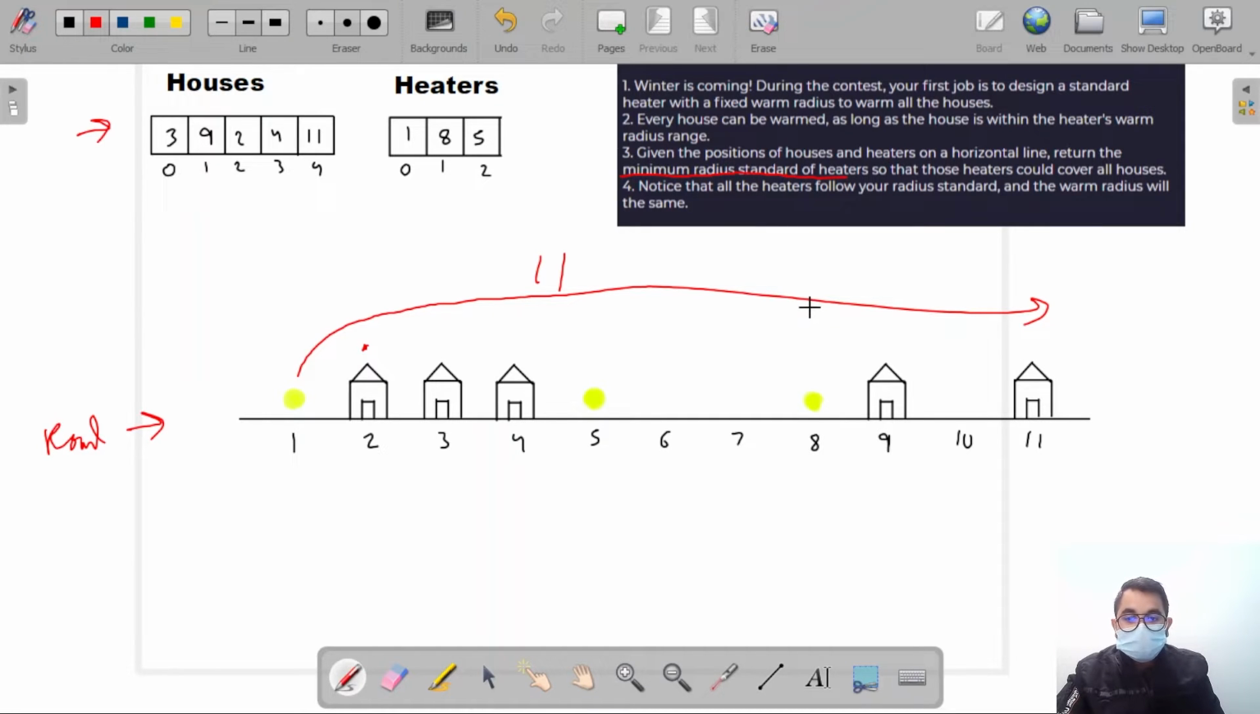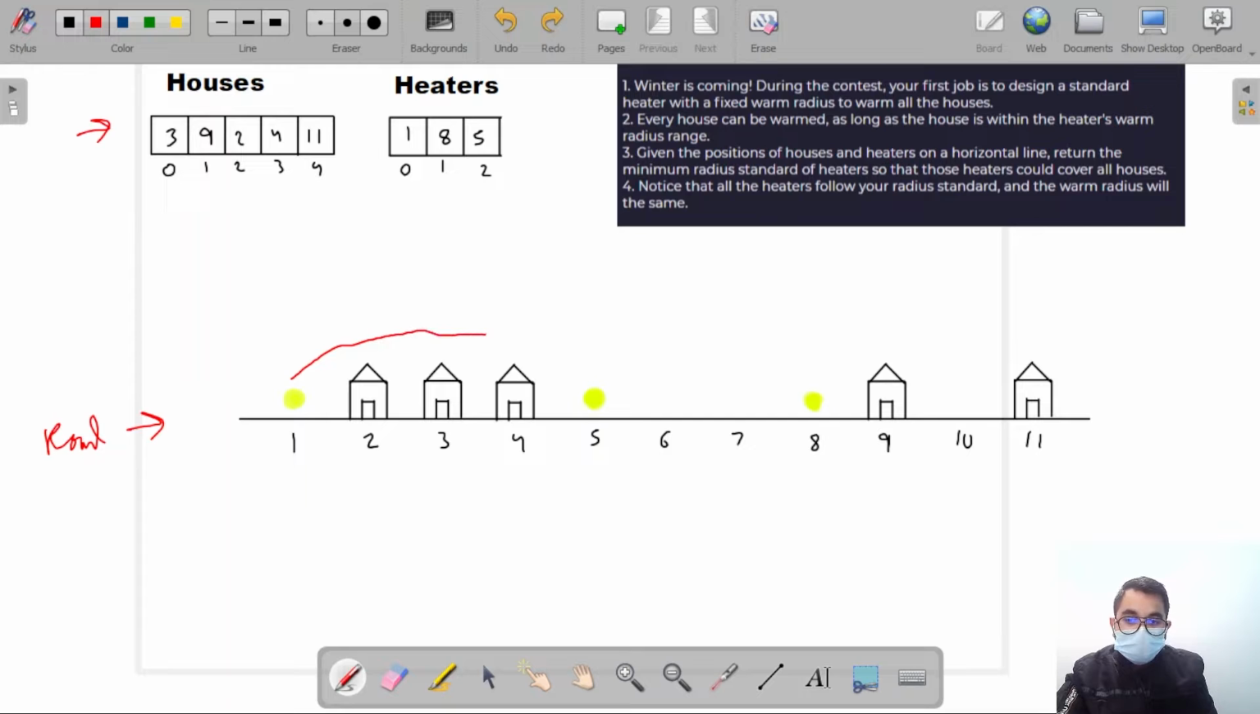One reason is this, and the other is that the question we are solving says so, right? So I need to keep the radius of these heaters as low as possible, but it should be able to cover all the houses. So for example, this heater should be able to heat all these houses. This heater should be able to heat all the houses. All the houses.